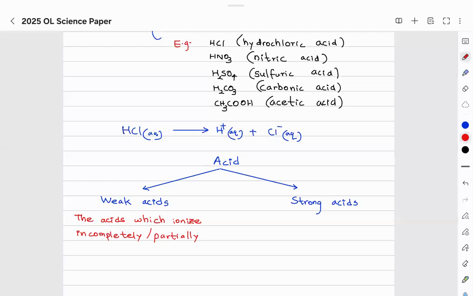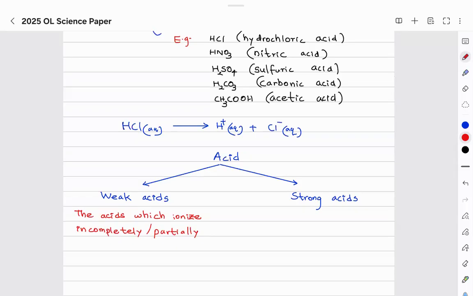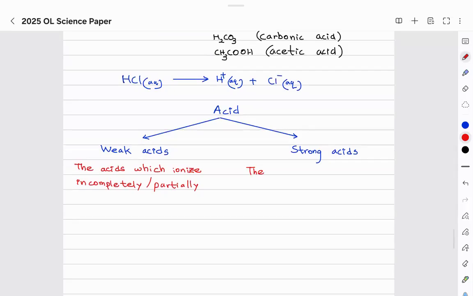Weak acids are incompletely ionizing, partially. They are giving small amount of H pluses to the medium, that's all. They are not giving complete amount. But strong acids are not like that. So strong acid means the acids which ionize completely in an aqueous medium. Okay.